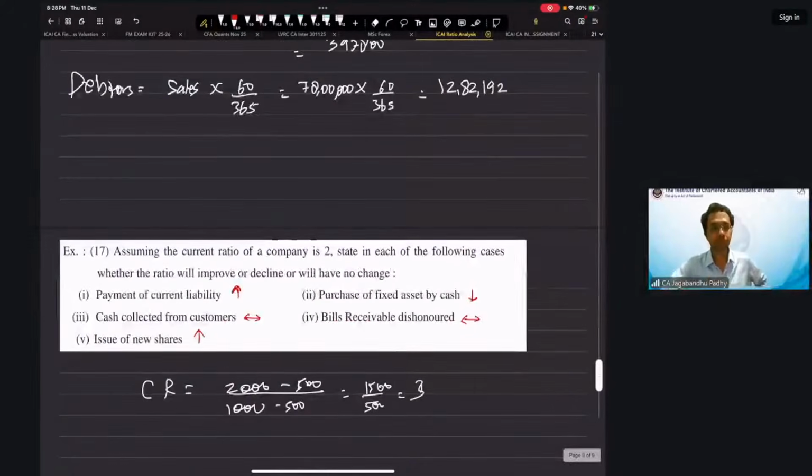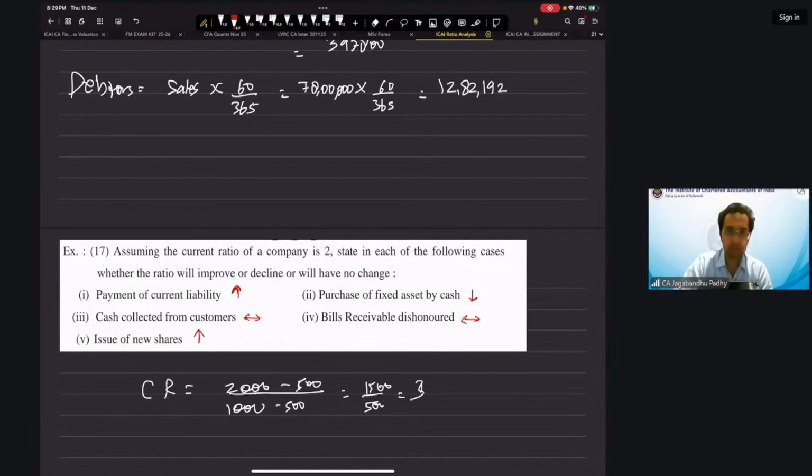The fourth question is bills receivable dishonored. Bills receivable is a current asset. So a customer fails to pay, and the bill receivable is removed from current assets. But simultaneously there will be a debit to the debtors in your books. Because when you received the bill, you would have credited debtors and debited bills receivable.